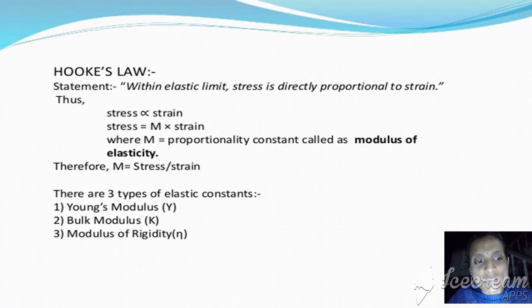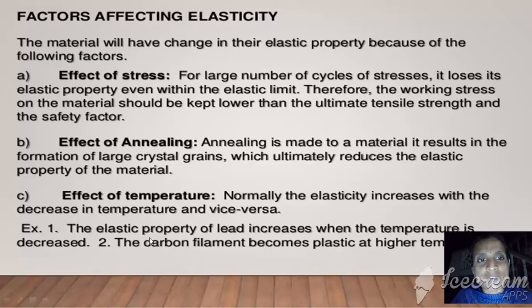Later, the bulk modulus, which refers to the volumetric stress by volumetric strain. Later, the modulus of rigidity, which explains the ratio of the shearing stress to shearing strain. Y is Young's modulus, K is bulk modulus, and eta is rigidity modulus. Young's modulus refers to the length of a body, bulk modulus refers to the volume of a body, and rigidity modulus refers to the shape of a body.